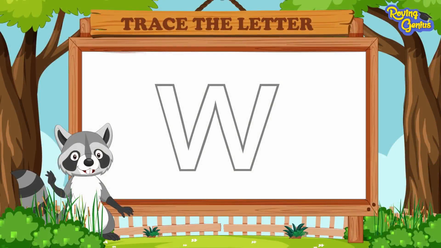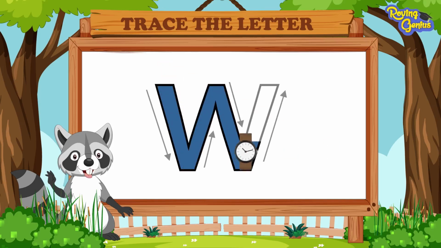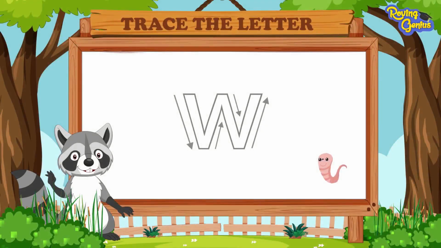Let's learn how to trace W with these fun rhymes. Big W has two pointy ways. Swim in the water if you are brave. Little W is a wavy one. Down, up, down, up, and it's done.